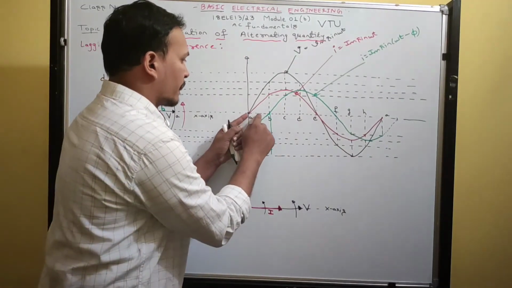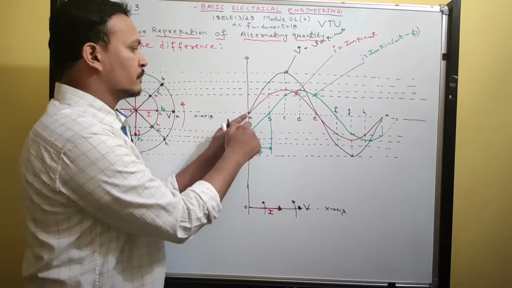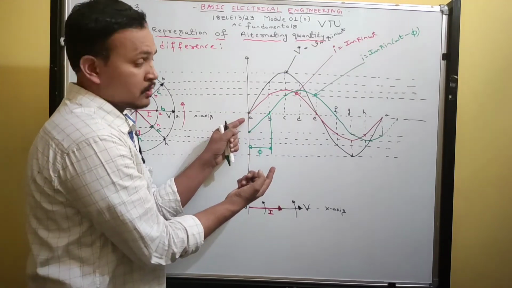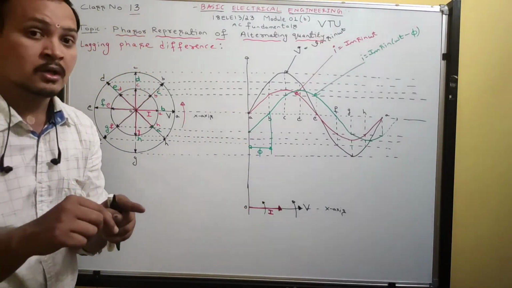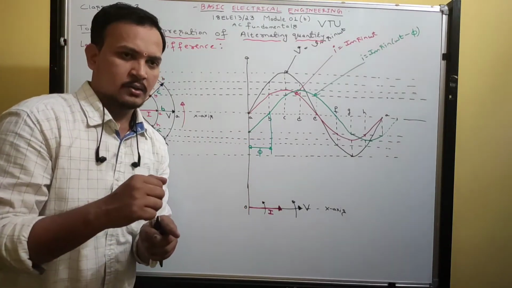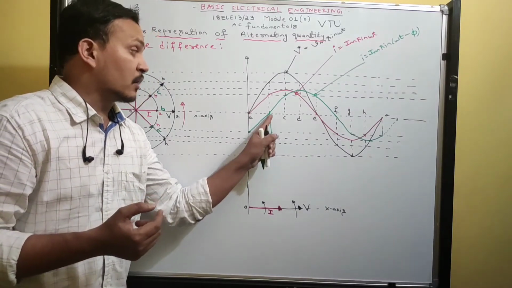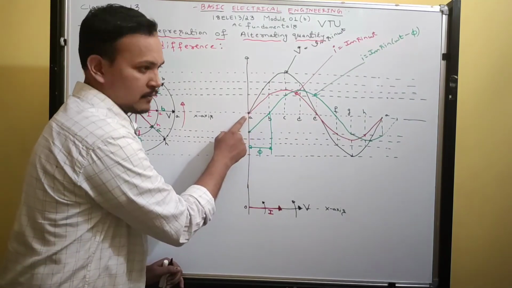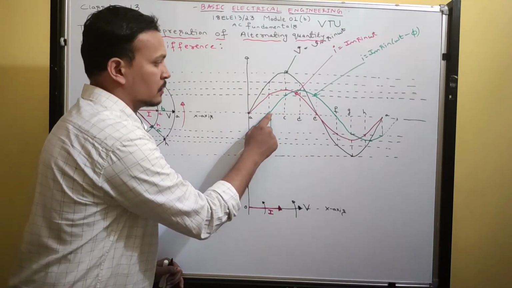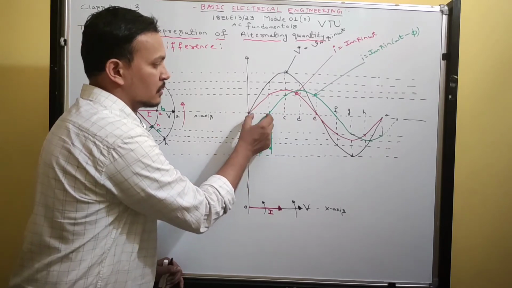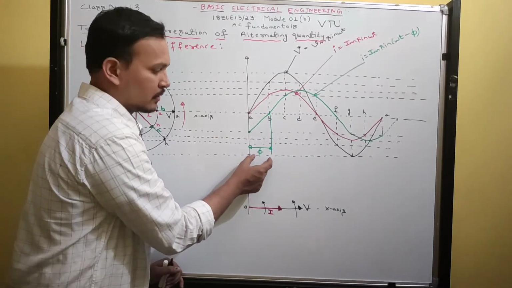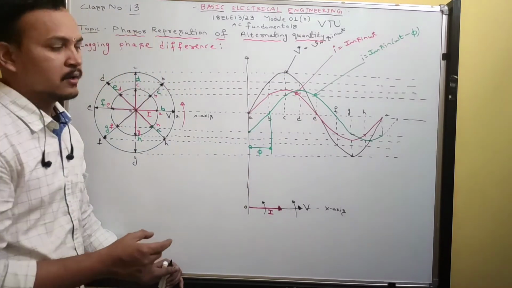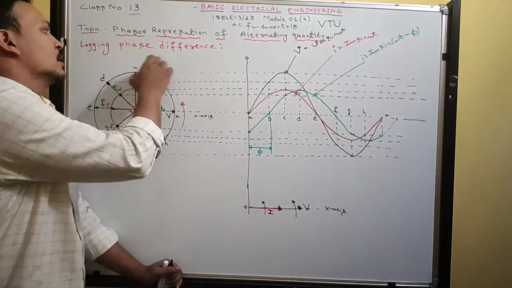It means when voltage attains its minimum value at instant A, current attains its minimum value at instant B. So before current attains its minimum value, the voltage has already attained it. At all instants, current follows the voltage after some angle. At instant A, voltage is minimum; at instant B, current is minimum. So the current follows the voltage by angle phi. Got it? Therefore it is called lagging phase difference.